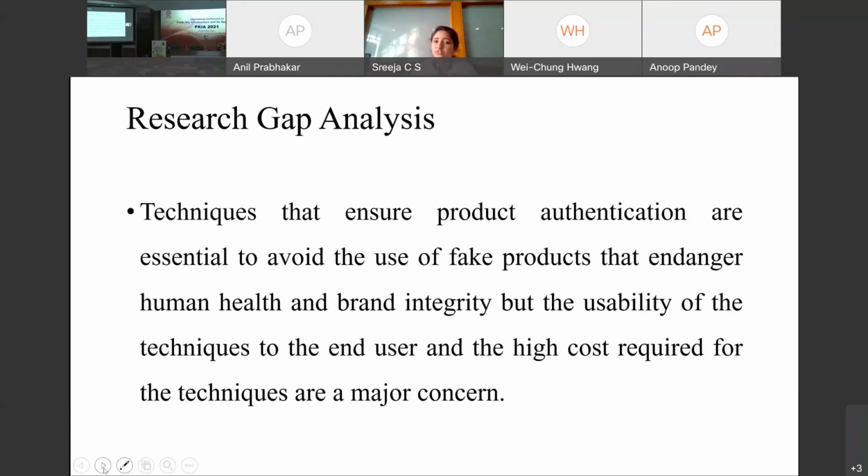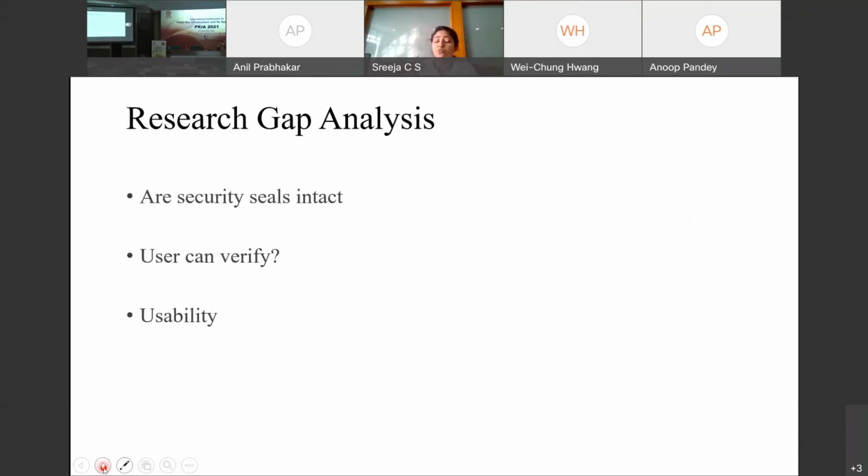Even for a 10 rupees medicine, I cannot go for DNA tagging, which needs so much cost. So whatever we are receiving right now, whether it is the drugs or the products, are all the security seals intact? That is something we are always looking for. Whether I can verify that the drug I received is proper or not. If yes, as a layman, how do I ensure the usability to check that?